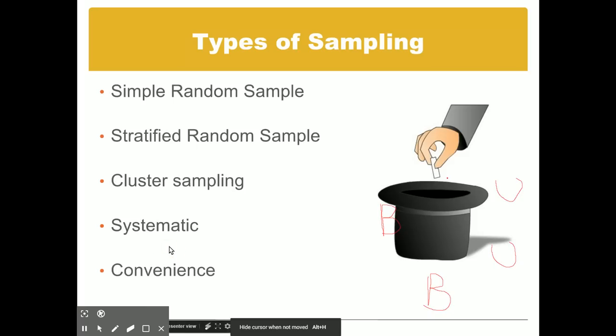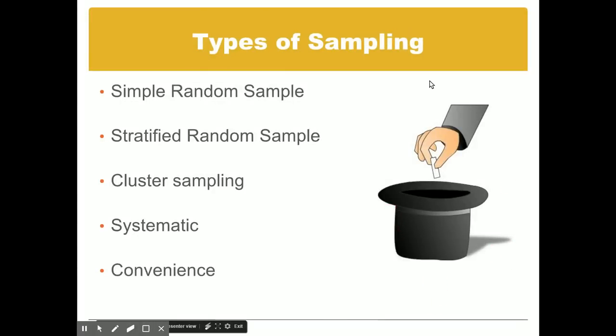All right. Now there are 5 different types of sampling that we're going to talk about, and you're going to get to choose the type of sampling that you want to use when you conduct your project in your survey. And these are the 5 different types that we're going to go through right now.